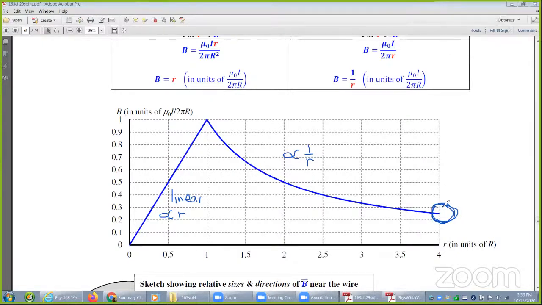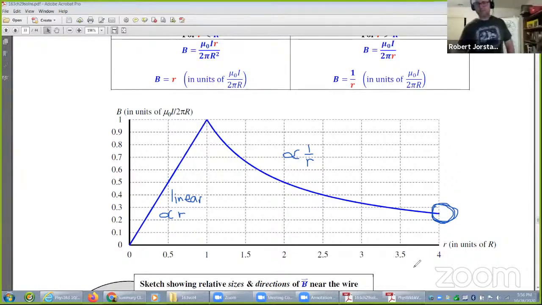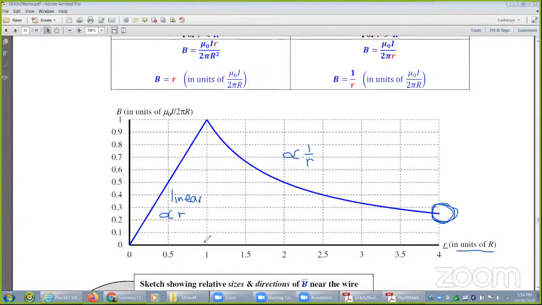Yeah, go ahead. At 1, is that where big R is equal to little r? Yeah, so this is... Oh, okay. So the linear part is where it's inside the actual wire.